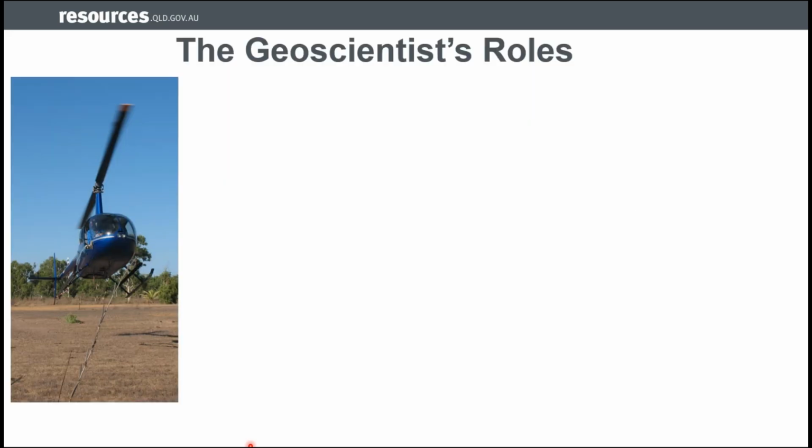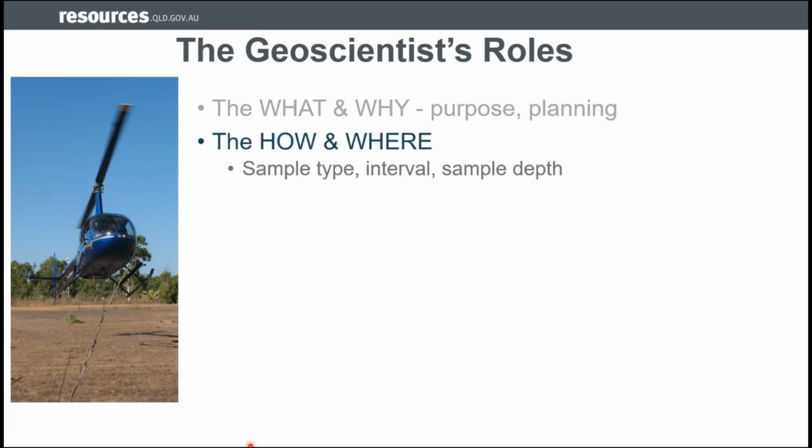That leads on to the next part: what's your role? Basically, the literature review and the project review would answer some of these questions, the what and the why, but it leaves the how and the where. What does the how and the where entail?